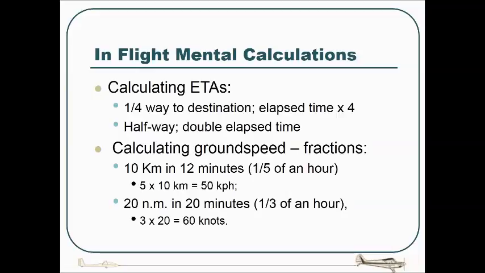Now, calculating ground speed, we can do this using fractions. So if you've gone 10 kilometers in 12 minutes, well, 12 minutes is 1/5 of an hour, so you're going 50 kilometers an hour. If you've done 20 nautical miles in 20 minutes, well, that's 1/3 of an hour, so it's 60 knots. Right? So you're cooking along at a pretty good rate there, 60 knots. And these are easy, simple calculations.